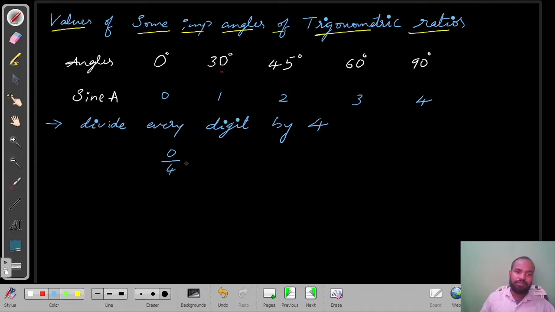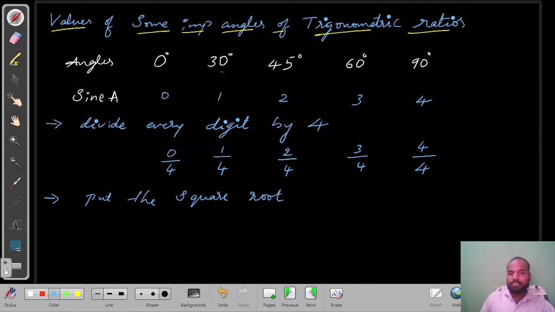0 by 4, 1 by 4, 2 by 4, 3 by 4, 4 by 4. Now, after completion of the division, there is one more step, the last step, that is: put the square root, the square root for every digit, every number, whatever it may be.